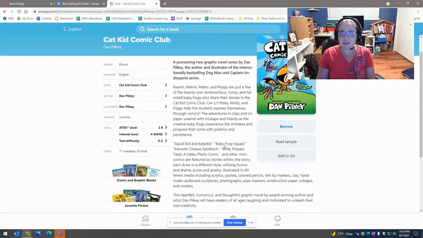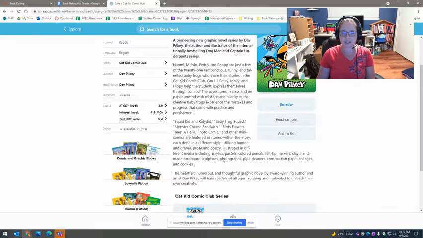Squid Kid and Katydid, Baby Frog Squad, Monster Cheese Sandwich, Birds, Flowers, Trees, a haiku photo comic, and other mini comics are featured as stories within the story, each done in a different style, utilizing humor and drama, prose and poetry, illustrated in different media, including acrylics, pastels, colored pencils, felt tip markers, clay. How do they put clay in a book? I don't know. Handmade cardboard sculptures, photographs, pipe cleaners, construction paper collages, and cookies. This heartfelt, humorous, and thoughtful graphic novel by award-winning author and artist Dave Pilkey will have readers of all ages laughing and motivated to unleash their own creativity.